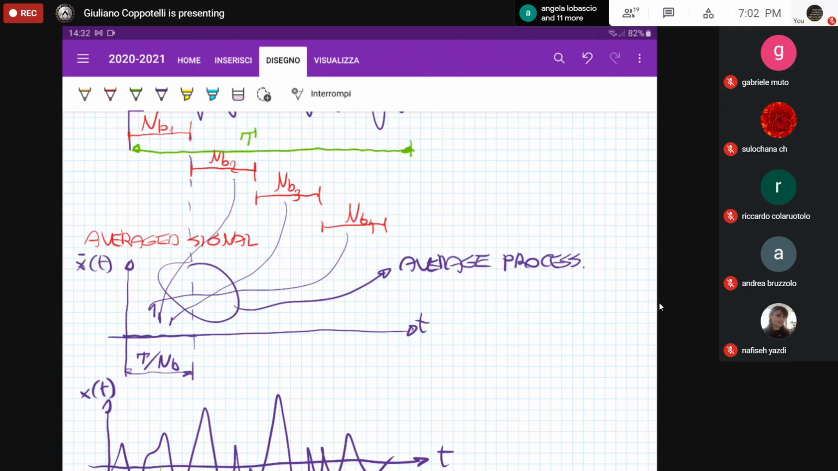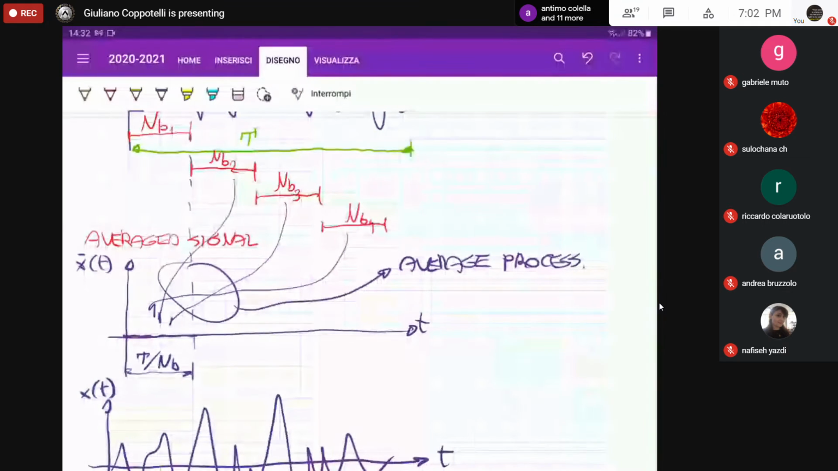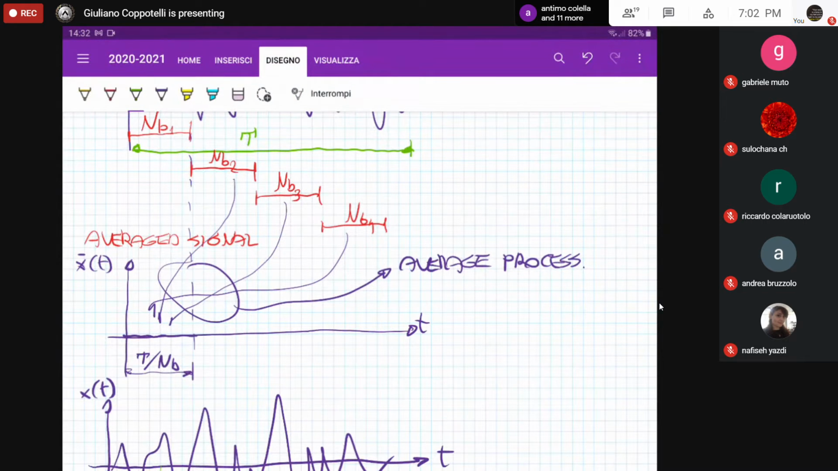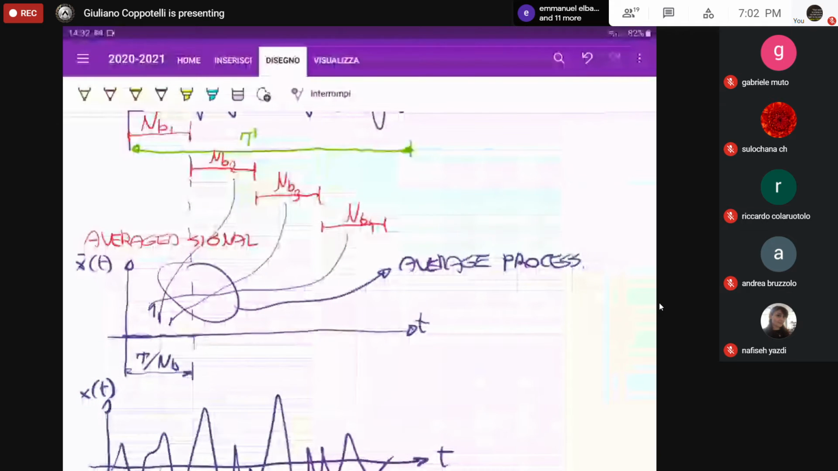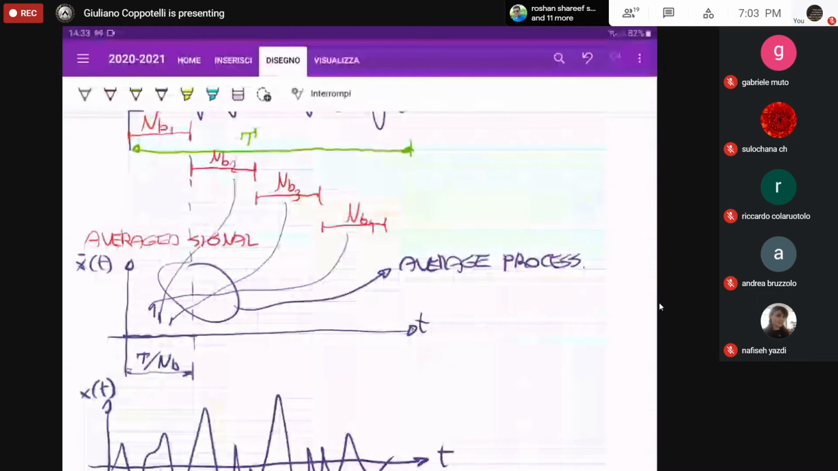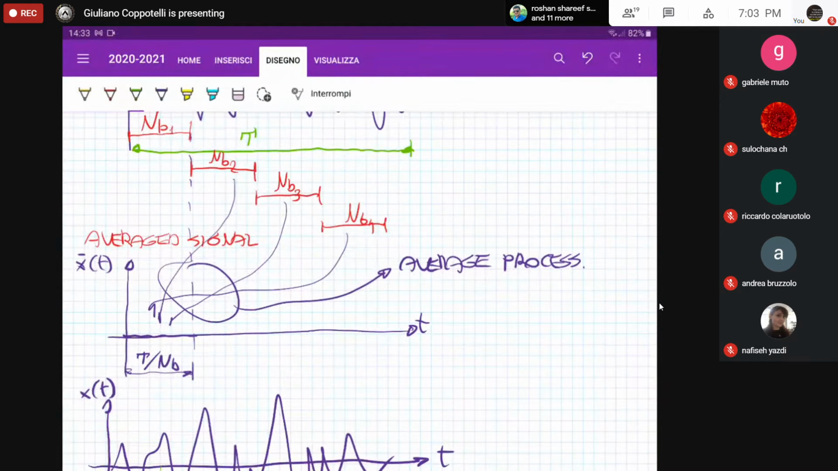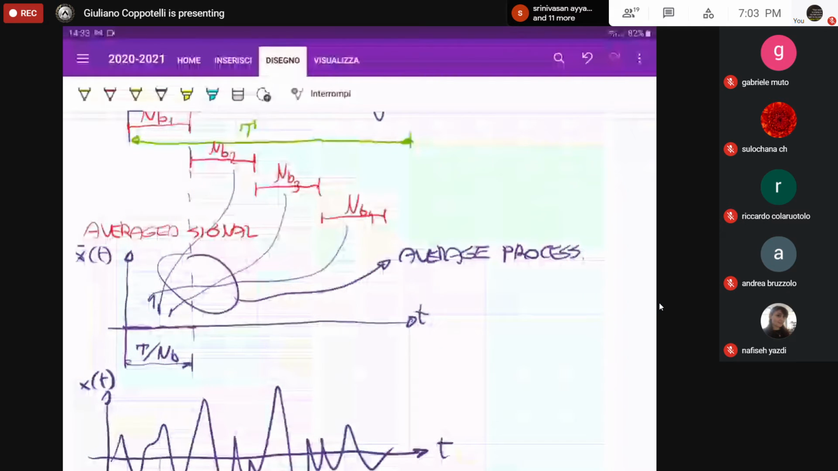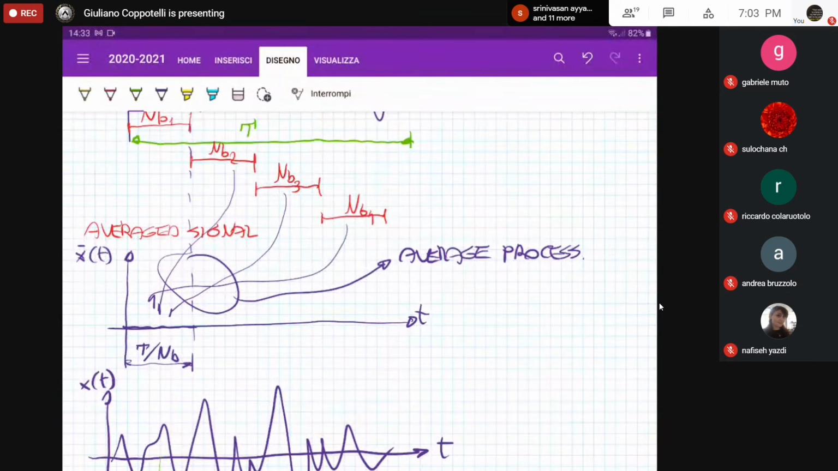Okay, so that's the reason why this could be reviewed as the cost we are paying in reducing the noise. The higher the number of blocks, the better the noise removal, but the worse the frequency resolution, because the fictitious observation period will be reduced. Okay, and that's the reason why we can have some overlaps.